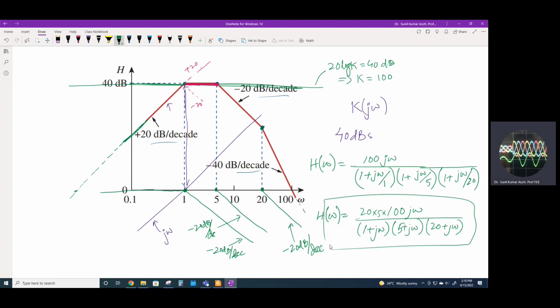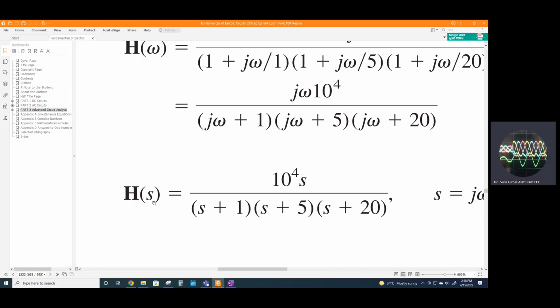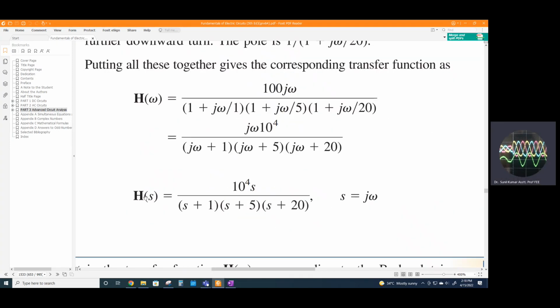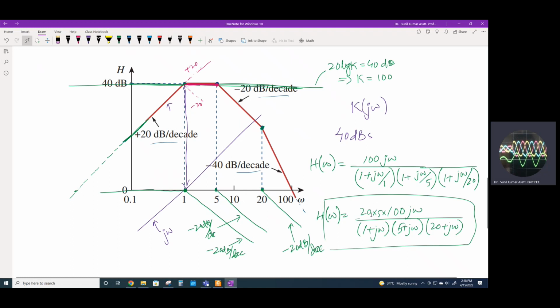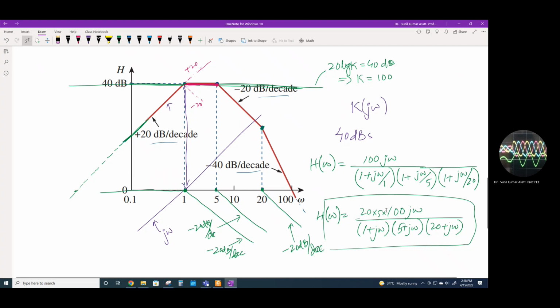Okay. So this is the resulting transfer function of the given Bode plot. Let's verify the answer. This is the final answer in H of s, where s is equal to j omega. So I have 2 5s are 10, so 100 into 10 to the power 4, j omega is s, and then s plus 1, s plus 5, and s plus 20.